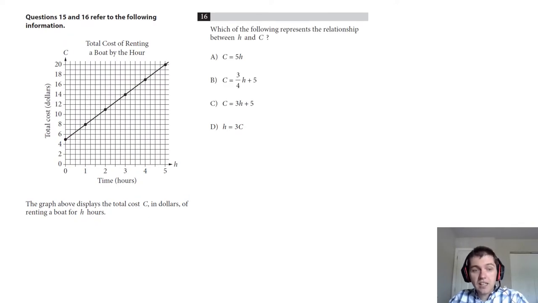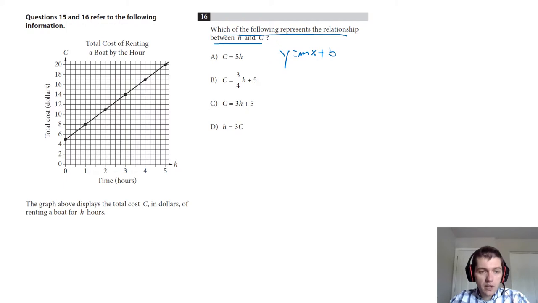Okay, problem 16. They're asking about the same graph as the previous problem. What are they asking for specifically in this problem? They're asking which of the following represents the relationship between H and C. They're saying represents the relationship. That's code for what's the equation? So equation of a line, y is equal to mx plus b, where m is the slope, b is the intercept. You can start by looking for the slope.